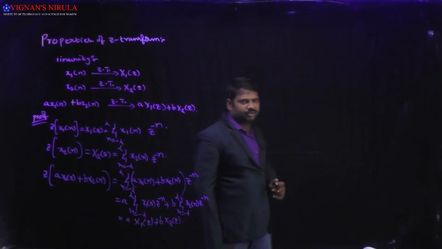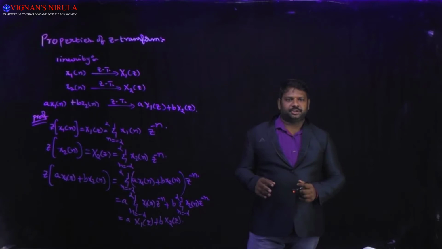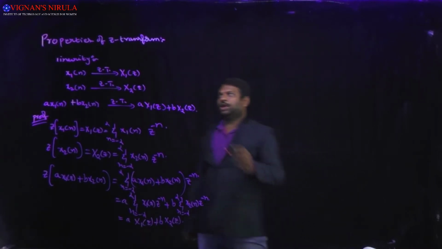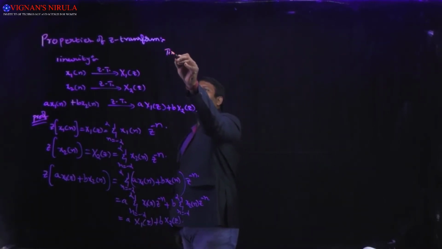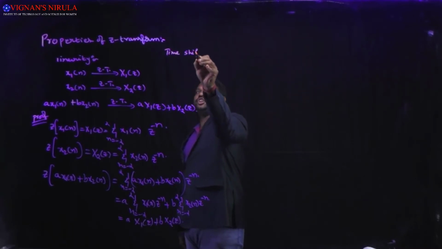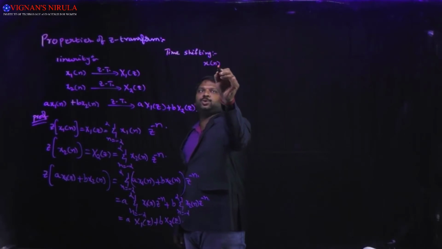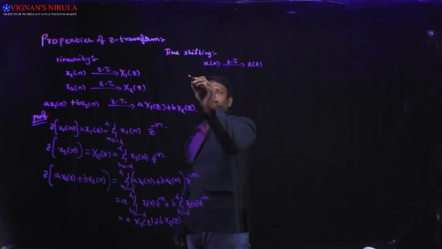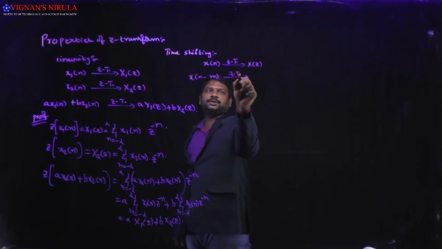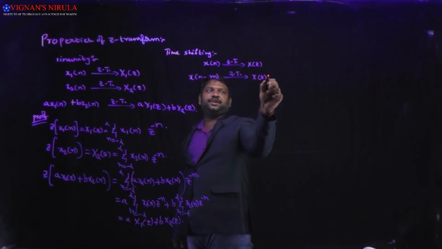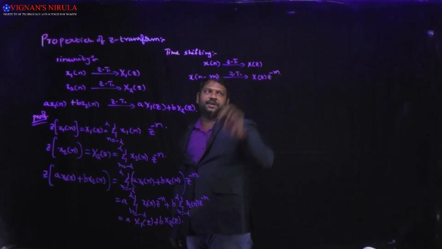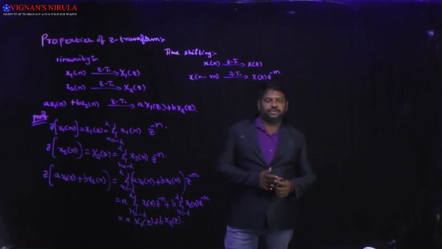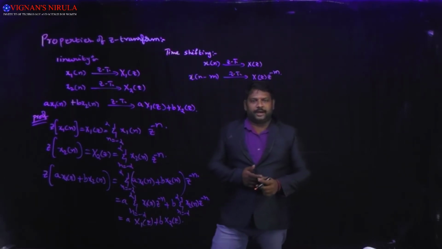For the weighted sum of the inputs, its Z transform will be the same weighted sum of the outputs. Coming to the shifting property, time shifting: x of n whose Z transform is x of z, shifting gives x of n minus m whose Z transform is x of z into z power minus m. It will be shifted, z power minus m units will be added here.